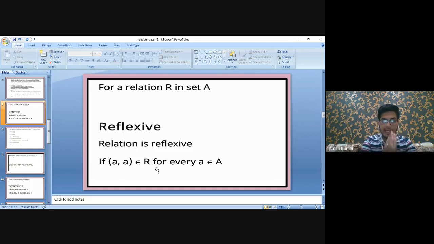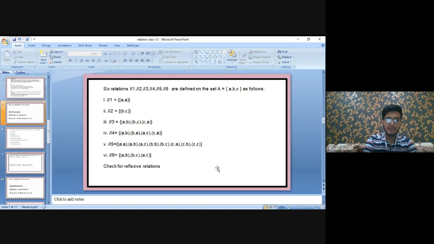That means all the elements must be related to themselves. If a relation is reflexive, then each and every element must be related to itself, then only it will be reflexive. Otherwise, it will not be a reflexive relation. If any of the elements is not related to itself, then it is not a reflexive relation. For a reflexive relation, all the elements of the set A must be related to themselves according to the given relation, right?